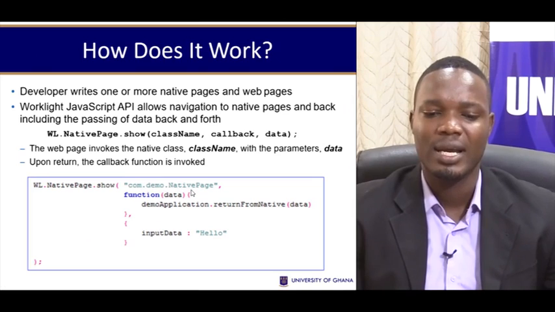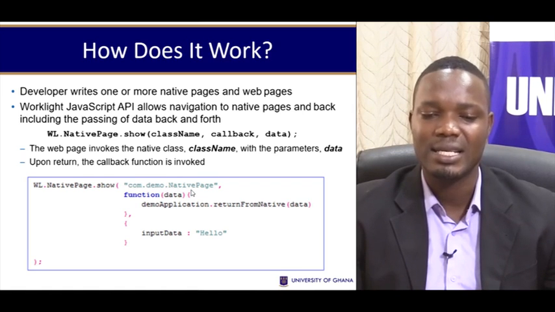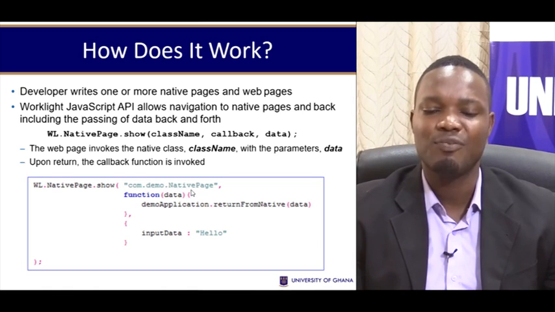Now, how does this work? The developer writes one or more native pages and web pages. Then the Worklight JavaScript API allows navigation to the native page and back, including the passing of data back and forth. We use WL.NativePage.show to show a particular native page, and that accepts the class name, the callback, and then the data that we want passed to it. The web page invokes the native page via the class name with the parameters provided. Upon return, the callback function is invoked.